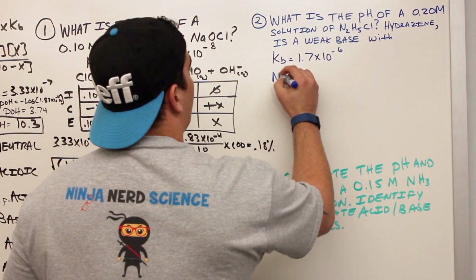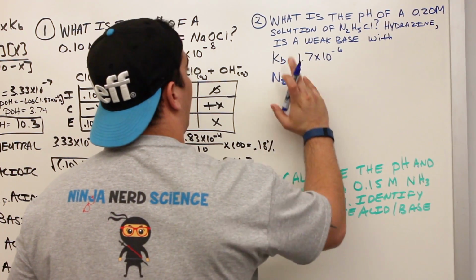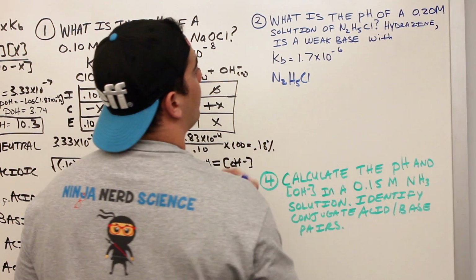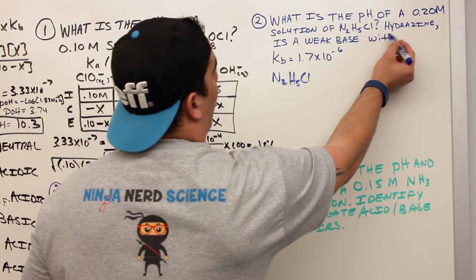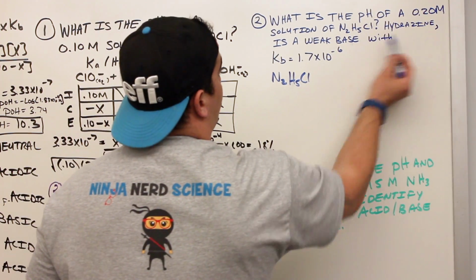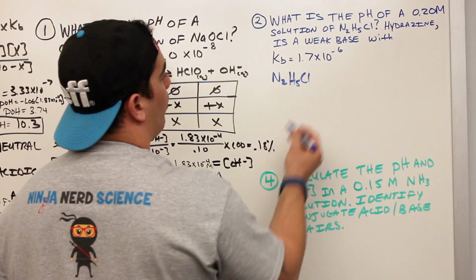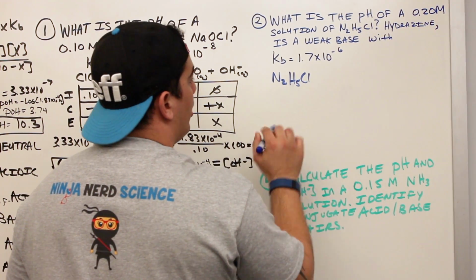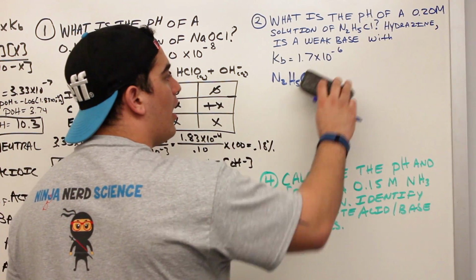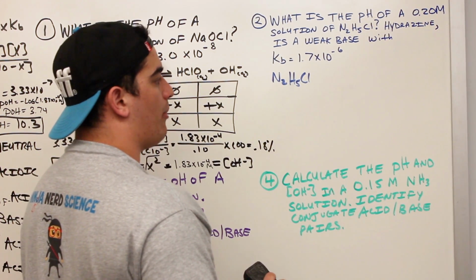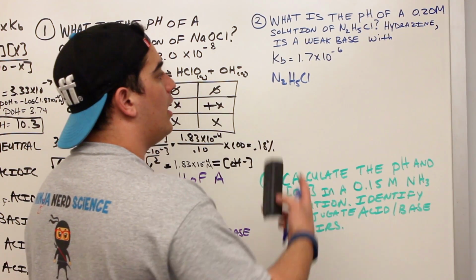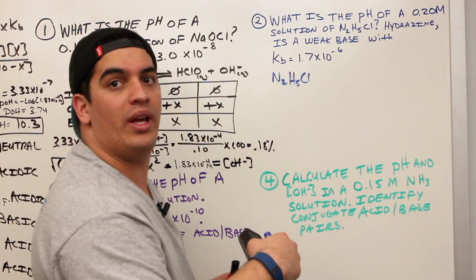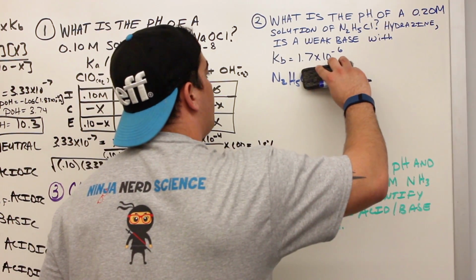We were given N2H5Cl, and this is our hydrazine. I'm sorry, they said hydrazine is a weak base with this Kb. So then this must be, in some way, shape, or form, acting like an acid. Now, this chloride ion is a spectator ion. Remember we talked about this in the acidity and basicity of salts. Hydrochloric acid is a strong acid. Its conjugate base is chloride, which is so weak it has no effect on the pH. So it is a spectator.